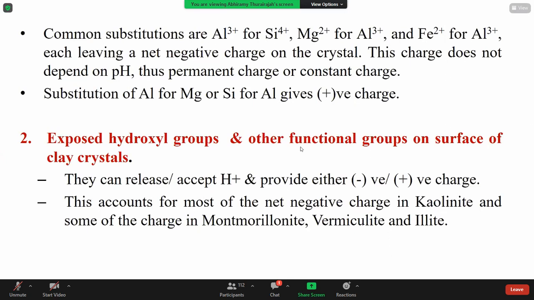Right? And then exposed hydroxide groups or other functional groups on the surface of the clay crystal can release or accept the H plus ions through protonation or deprotonation. It also will create either positive or negative charges. So this accounts for most of the negative charges in the kaolinite and some of the charges in the montmorillonite, vermiculite and illite.